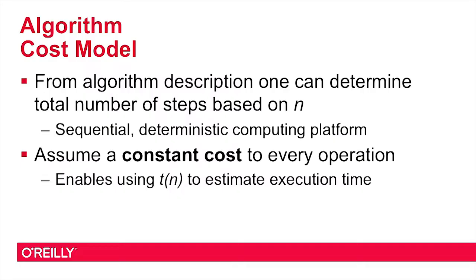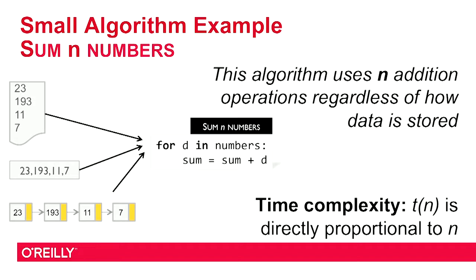And on a sequential deterministic computing platform, you can determine the exact total number of basic operations that you need to perform, and you can tie it back directly to the size of the problem instance. So let's get started with a small example. I can't think of anything smaller than trying to sum the numbers in a collection. If I wanted to compute this in Python, I would just write a small for loop that adds all the numbers together, producing a sum.